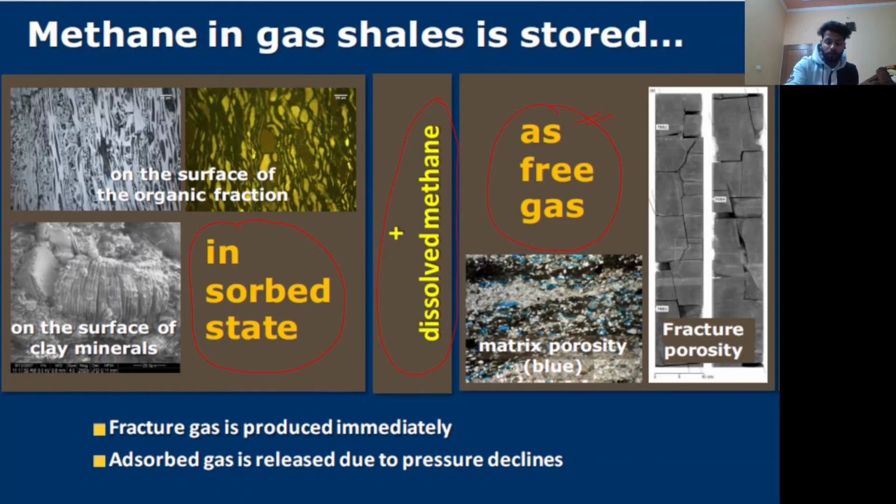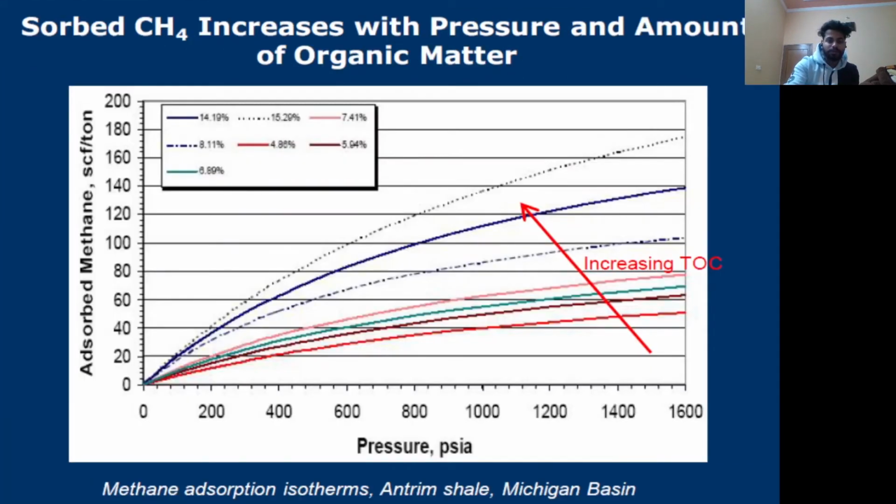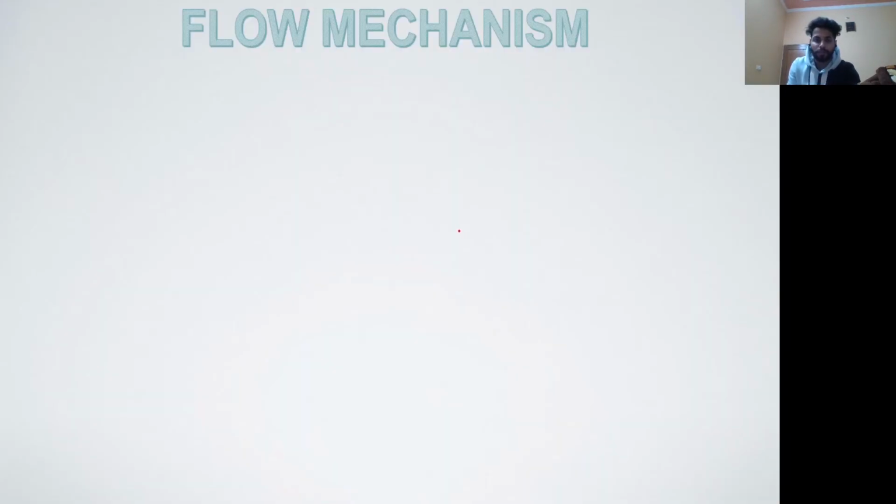Okay, so now we'll see how that works. Also, the adsorbed gas that is there, adsorbed onto the matrix of the shale, increases with pressure as well as with the amount of organic matter. So as your total organic matter is increasing, you can see that more and more quantities of gas are being adsorbed onto the surface. Okay.